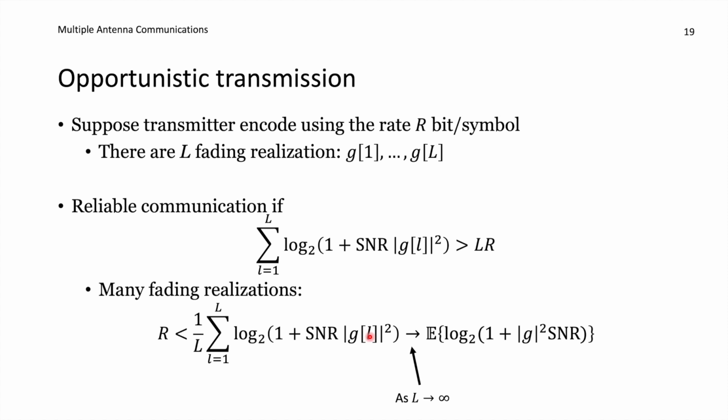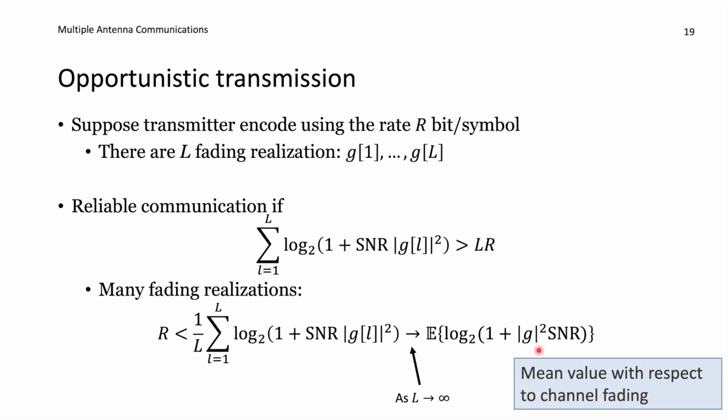And if L now grows large, we can apply what is known as the law of large numbers, which says that if we take the average over an expression for many independent and identically distributed realizations of something, namely the channel here, that sample average will converge to the expectation of it. So when the number of fading realizations L goes to infinity, this becomes the expected value of log 2 of 1 plus the absolute value square of G, now treated as a random variable, multiplied with SNR. And the expectation is then with respect to the randomness of the channel G. So this is a mean value with respect to channel fading.